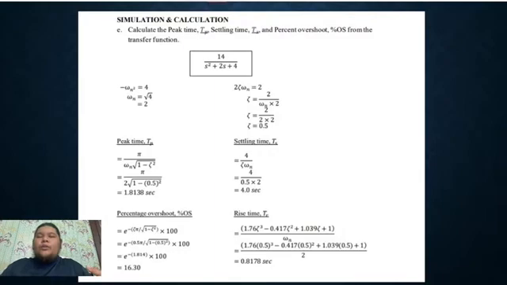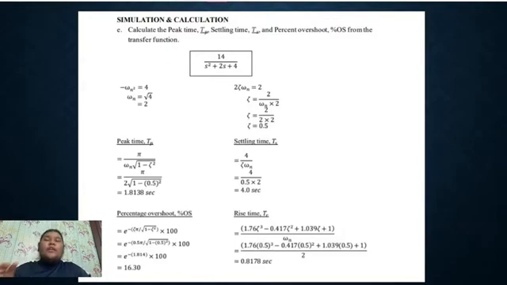Next, I will go through the manual calculation that we get from this transfer function to find the peak time, settling time, percent overshoot and the rise time. To find these, we need to find two important things first: damping ratio and natural frequency. To find the natural frequency, we use this formula: Wn squared equals 4. After we solve this equation, we get 2 for our natural frequency. And next, for damping ratio, we use 2 times damping ratio times Wn equals 2. After we solve this equation, we get damping ratio 0.5.